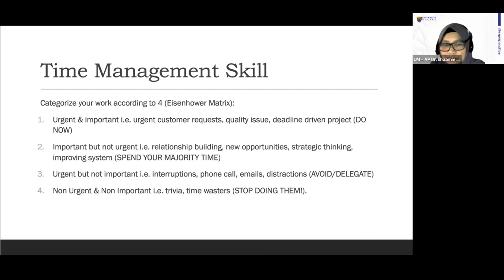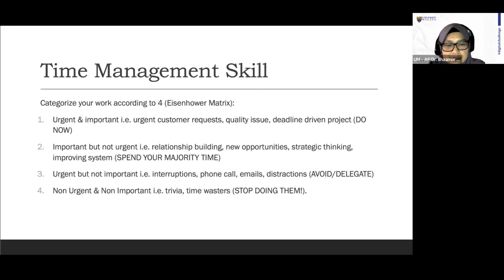And also, when we are working, we need to improve the system, especially if there are weaknesses, if there are flaws. We have to suggest how to improve them. And then the third type of work is urgent but not important. Sometimes we face a distraction, an interruption, for example, like phone calls, emails. So this one, we need to avoid, or we can delegate.